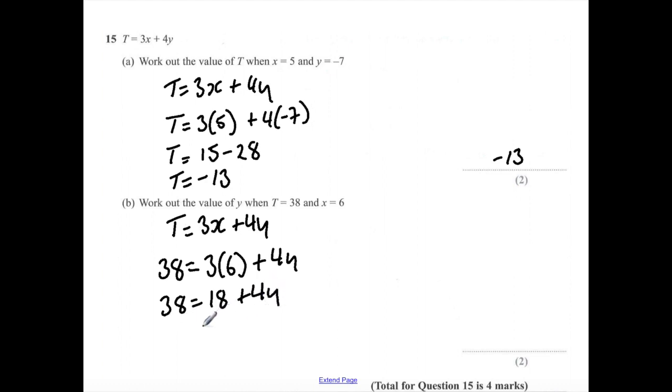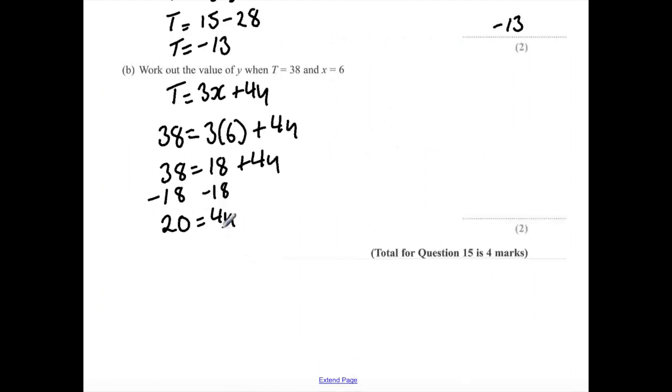I'm going to subtract 18 from both sides. Cancels out. Whatever you do to one side of the equation, you must do to the other side. So we have 20 equals 4y. What do you need to multiply 4 by to give us 20? 5. So, another way of doing it, I'm going to divide both sides by 4. 20 divided by 4 is 5. So 5 equals y. Y equals 5. So our final answer is 5.